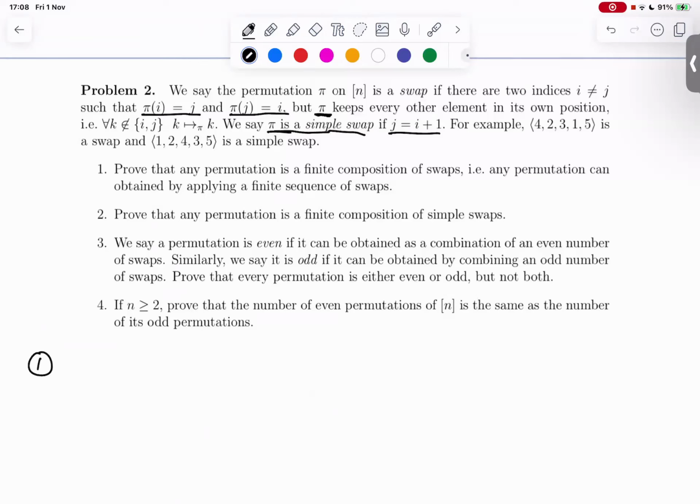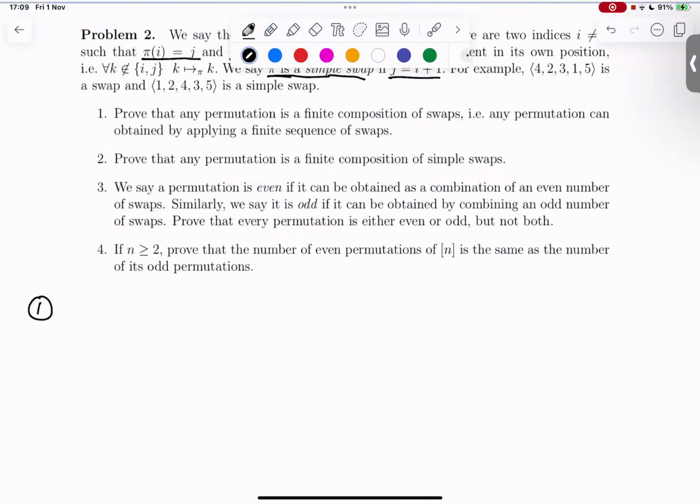So for the first problem, we have to prove that any permutation is a finite composition of swaps. So after a finite number of swaps, we can reach from the original set n, which is the sorted, initial permutation, any other permutation. The way that we prove this is by starting from an arbitrary permutation, and then we apply a finite number of swaps to go back to the original sorted order. And since we can go back from any permutation to the original permutation, we can also reverse this process and obtain any permutation.